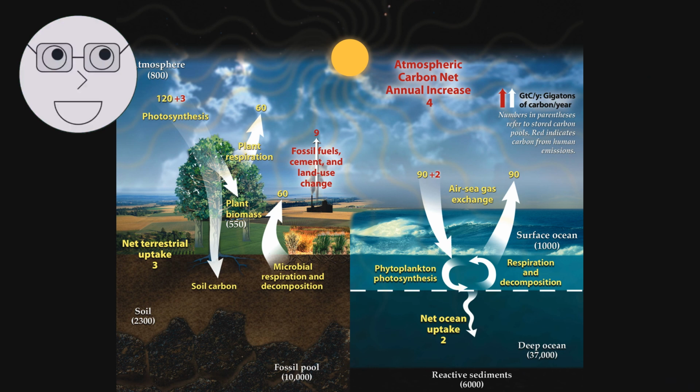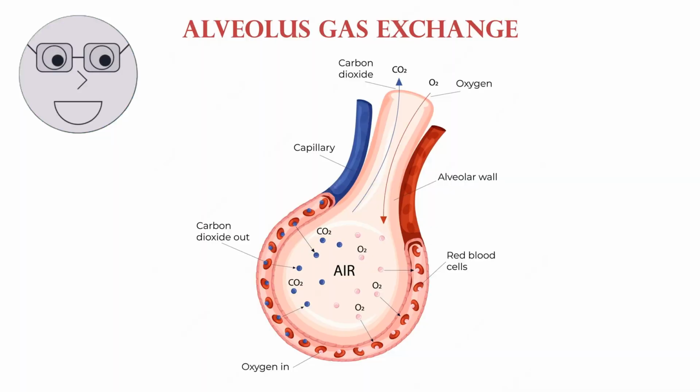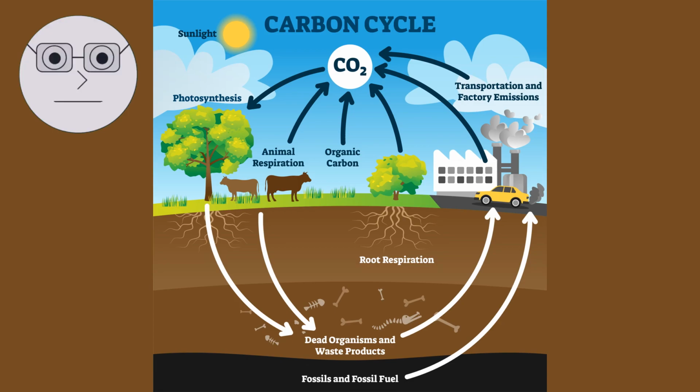The carbon dioxide produced by respiration is released into the atmosphere, where it can be used by plants for photosynthesis. This creates a cycle of carbon exchange between organisms and the atmosphere. An image appears on screen, showing the exchange of carbon dioxide between organisms and the atmosphere. Respiration is a key process in the carbon cycle, as it helps to regulate the amount of carbon dioxide in the atmosphere and provides the energy that fuels life on Earth.